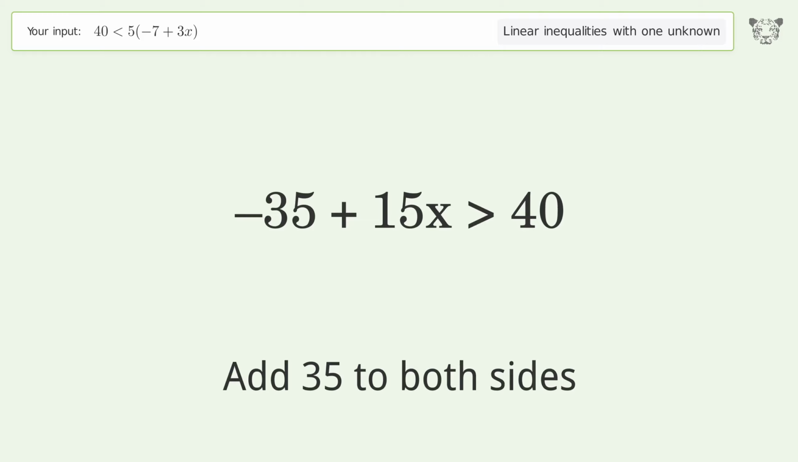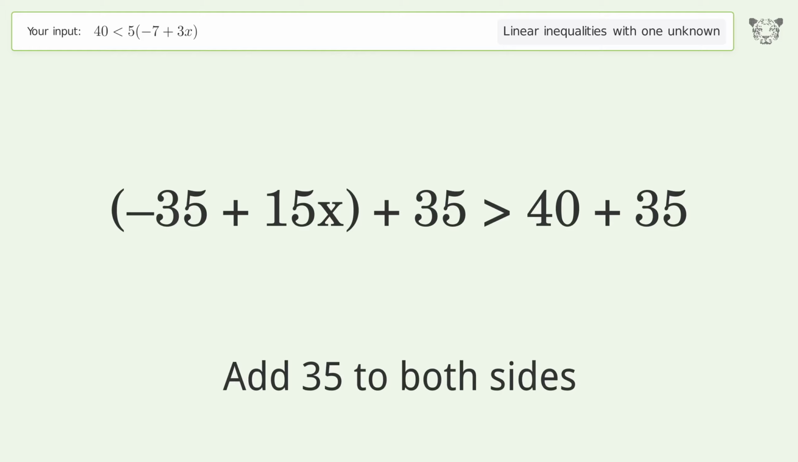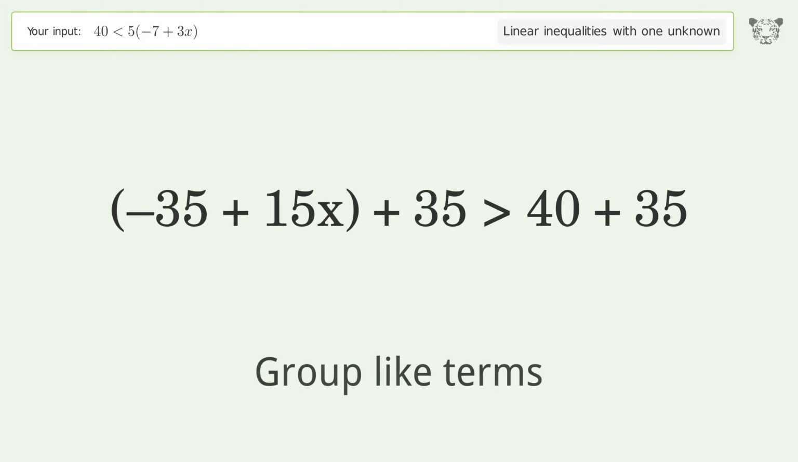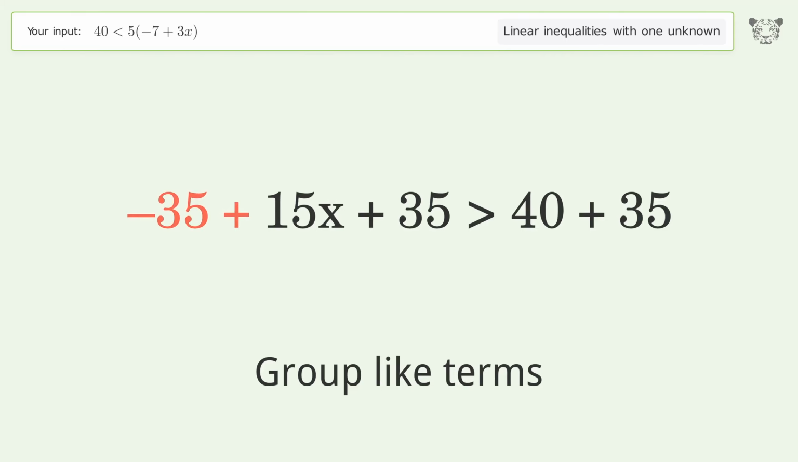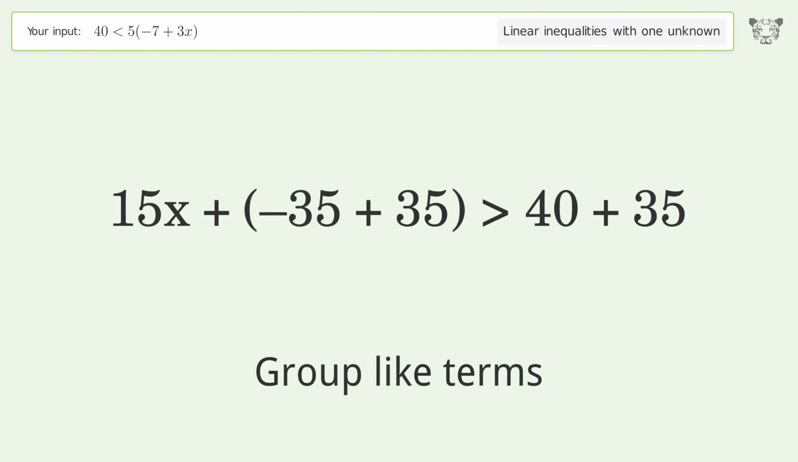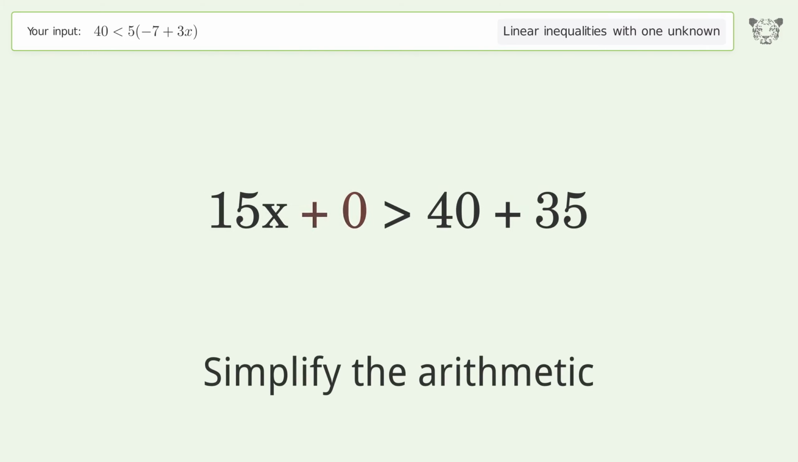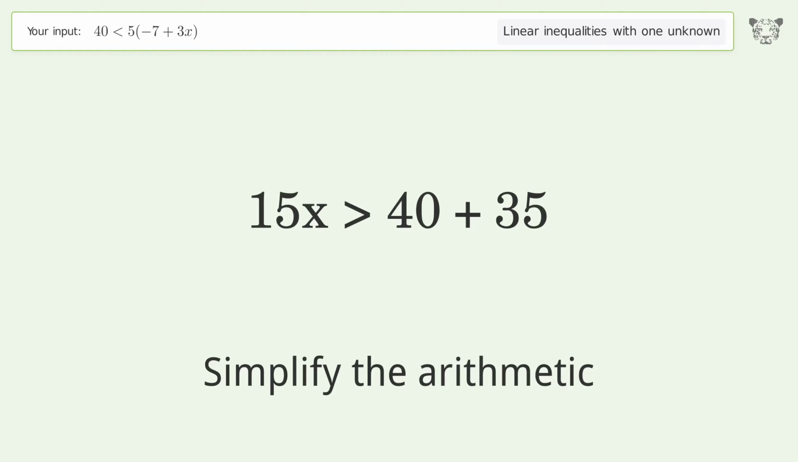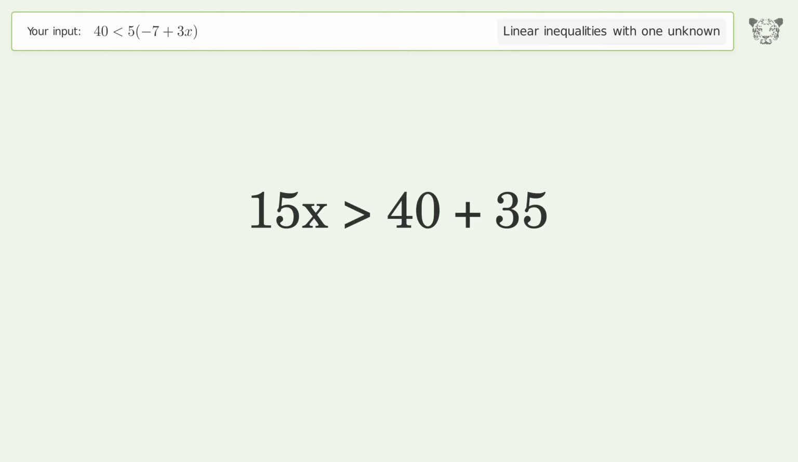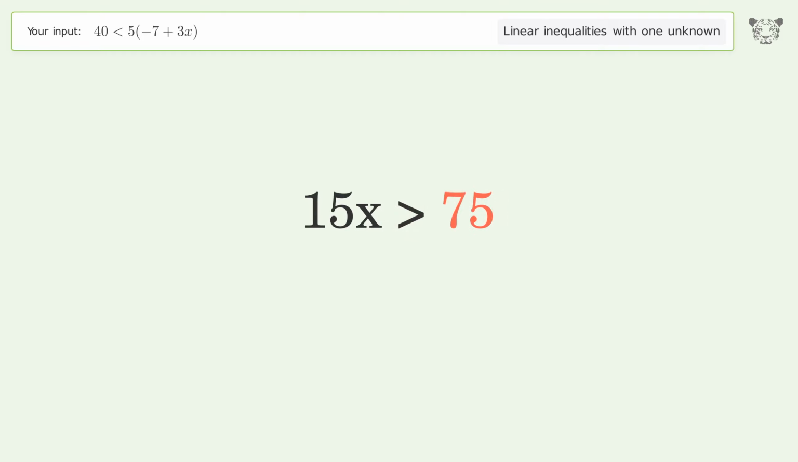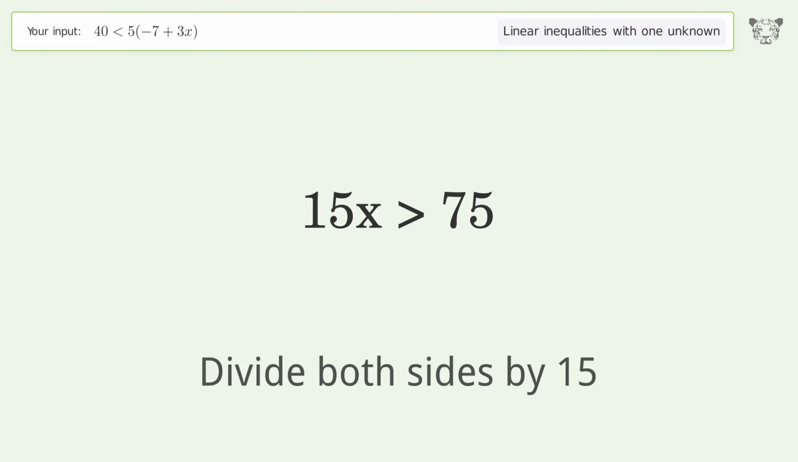Add 35 to both sides. Group like terms. Simplify the arithmetic. Isolate the b. Divide both sides by 15.